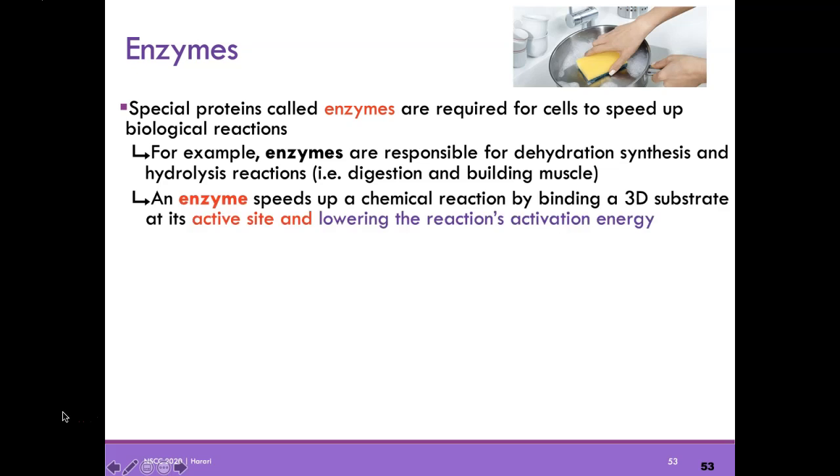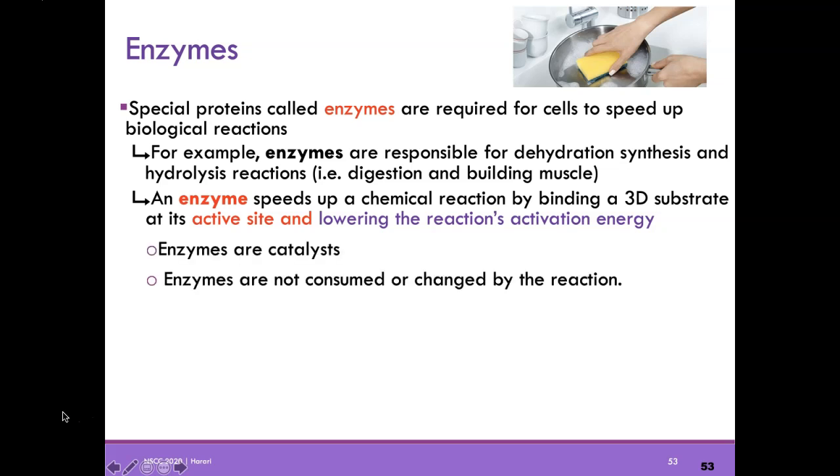An enzyme speeds up a chemical reaction by binding to the 3D substrate. The substrate is the starting material at its active site. So every enzyme has a special place called the active site that can bind a substrate, the starting material. And what it does is the enzyme lowers the reaction's activation energy. So that's a little complicated.